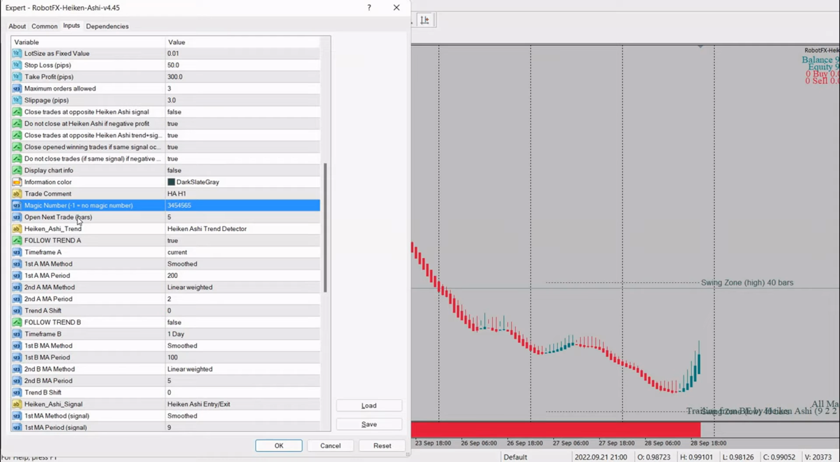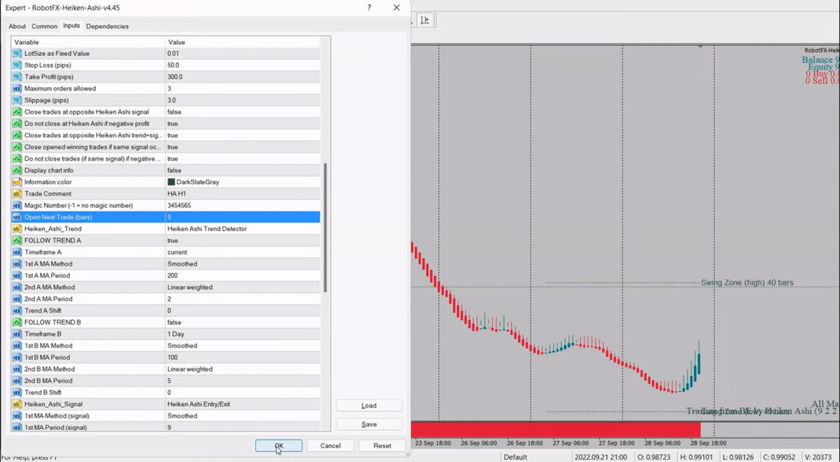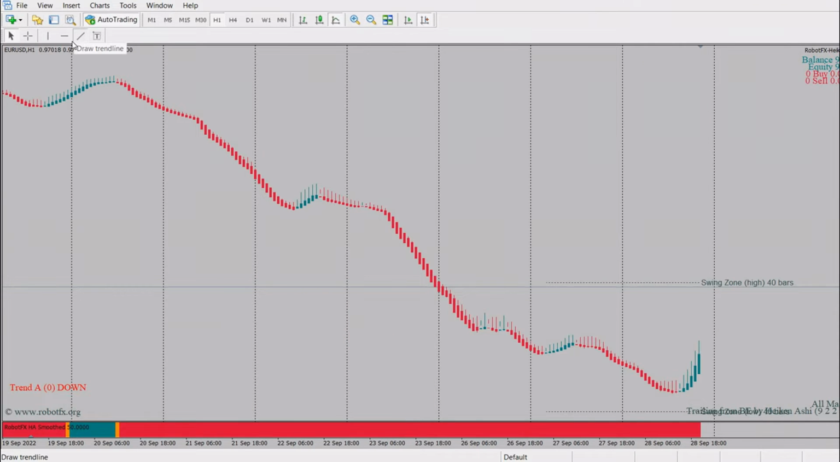Now, a very important thing is the filter, open the next trade, and you can enter any number in bars, or Heiken Ashi candlesticks if you want. In this setting it is set to 5, and this is useful again to filter the fake signals as we have here in this example. Not fake signals, but it will restrict the expert advisor from opening too many trades in a very short amount of time, as happened here. For example, the candles change the color from red into green, then again very fast from red into green.